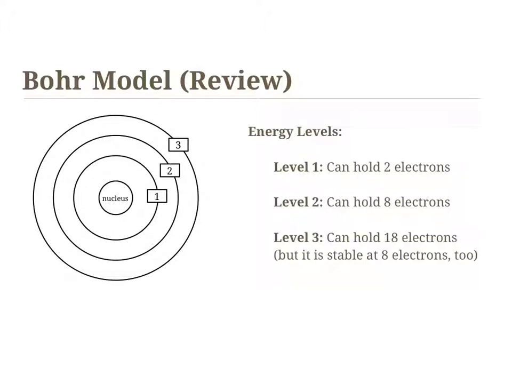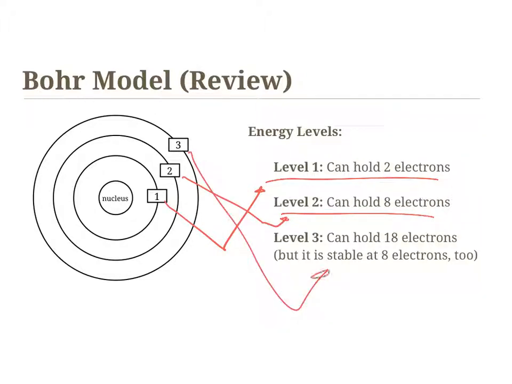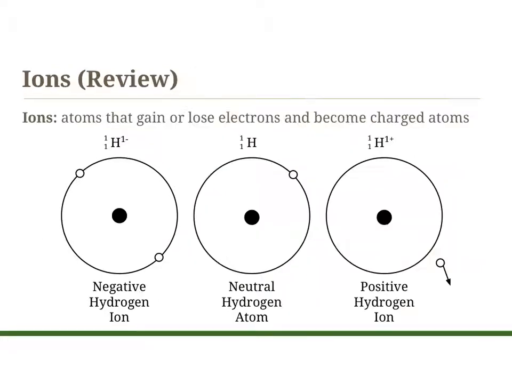But, so, the Bohr model we have to review from a long time ago. We have to review a couple of things. The first energy level can hold 2 electrons. This guy holds 2 electrons. The second energy level can hold 8 electrons. This guy holds 8 electrons. And the third energy level can hold 18, but it's stable at 8, and we're going to try to focus on it being stable at 8. So when you draw these structures, which you're going to have to do for homework, you're going to have to make sure that you're following those rules.